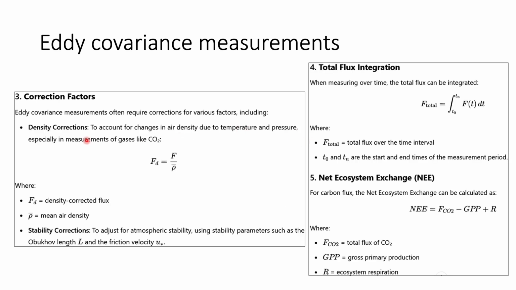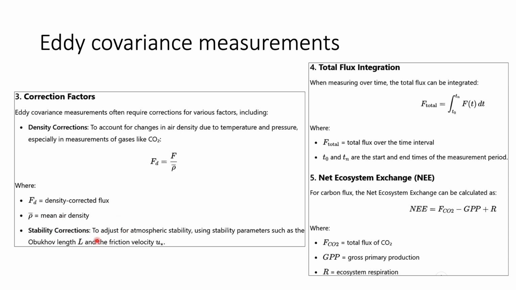And then we have to apply some correction factors. The density correction factor has to be applied, to account for the changes in the air density due to temperature and pressure, especially in the measurement of gases like CO2. So we apply this particular formula: F_D, the density corrected flux, is equal to the obtained flux divided by rho bar, which is the mean air density.